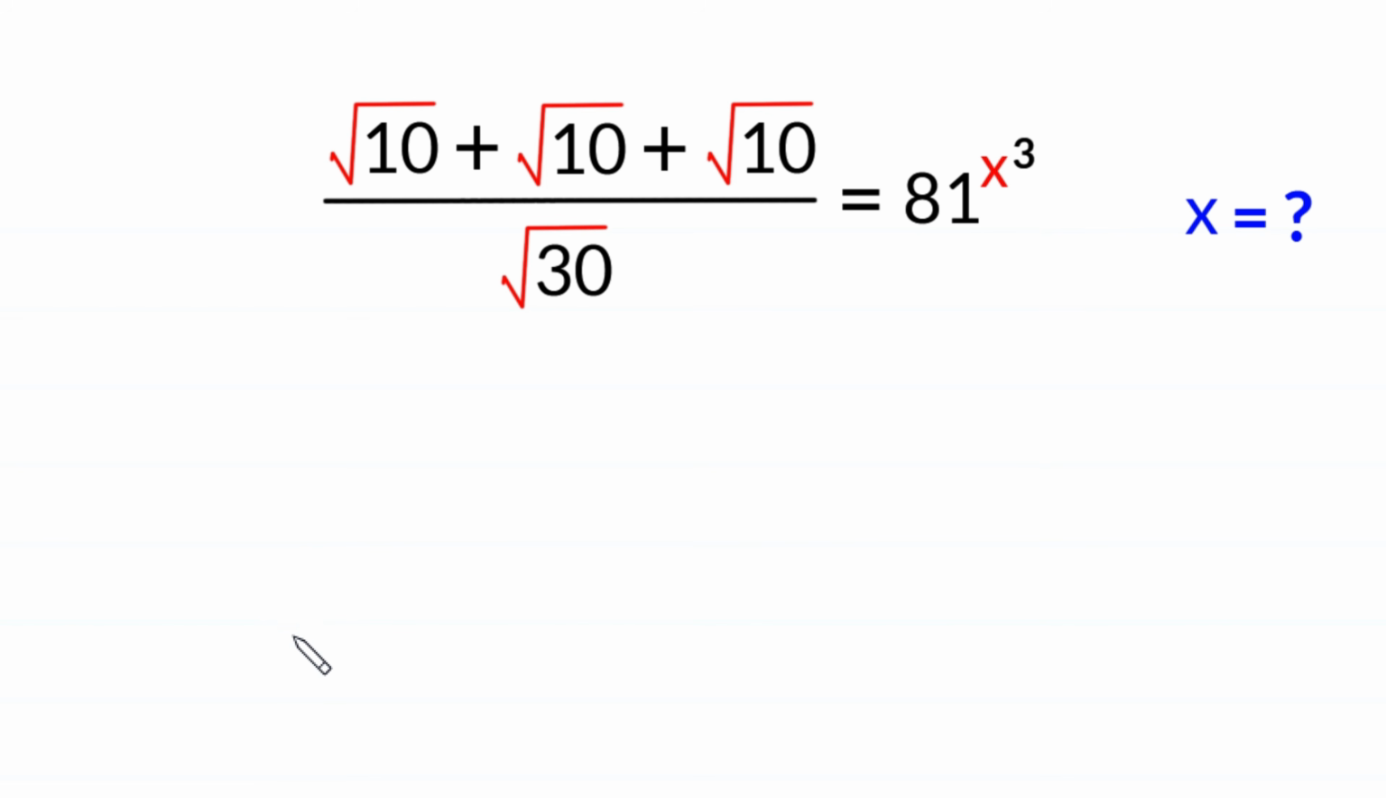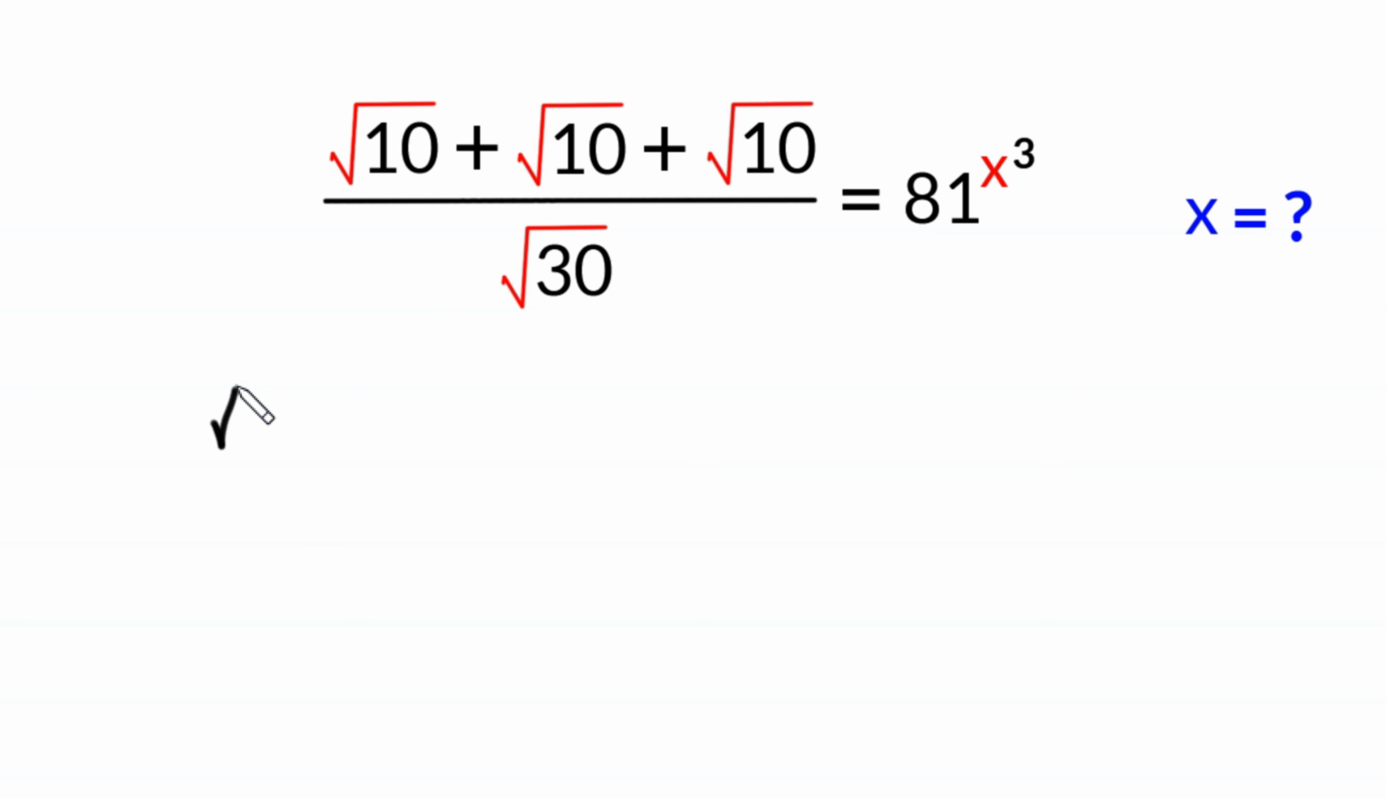Hello everyone, welcome to how to solve this very nice exponential equation: root 10 plus root 10 plus root 10 divided by root 30 equals 81 to the power x cubed. Our job is to find all possible values of x. So let's start. From the numerator we can factor out root 10.